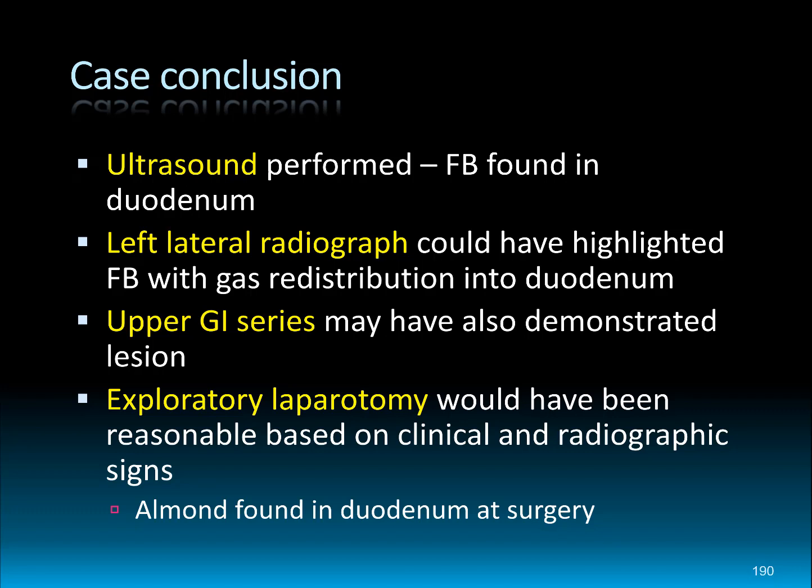But any of these other things would have been potentially reasonable. A left lateral radiograph might have shown us the object if it surrounded it with gas. An upper GI series probably would have demonstrated an obstruction. Or based on the change in the radiographic findings initially, compared to the more recent radiographs, doing exploratory laparotomy would have been reasonable as well. So again, we had options, and any one of them would have been potentially appropriate in this case.